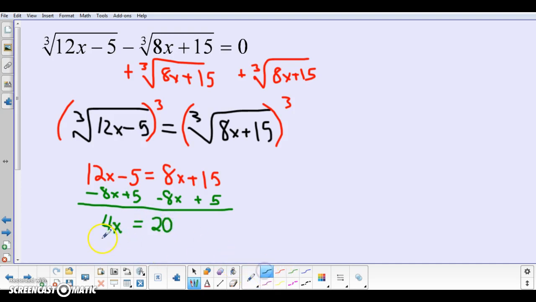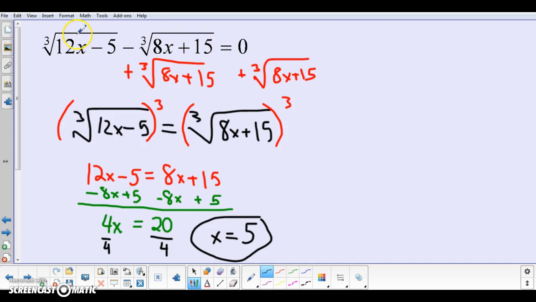Last step, divide by 4. And x must equal 5. Plug it back in to check it out just to make sure. 5 times 12 is 60. And 60 minus 5 is 55. So I have the cube root of 55 here. 5 times 8 is 40, and 40 plus 15 is also 55.